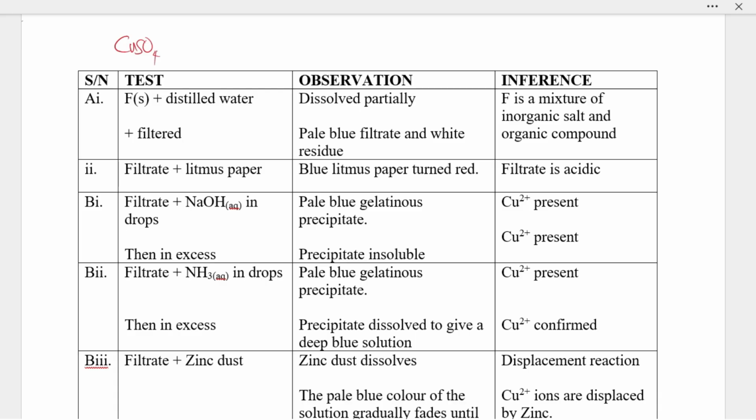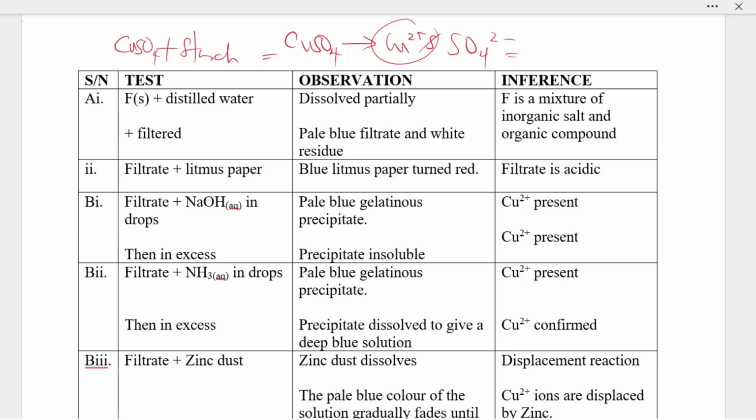So for this 2026, we're looking at a mixture of organic and inorganic compound: a mixture of CuSO4 and starch. These are the mixtures we are going to have together. So analyzing this mixture, we see that CuSO4 can ionize to give us Cu2+ and SO4 2-. So we are expected to have ions of Cu2+ and SO4 2-.